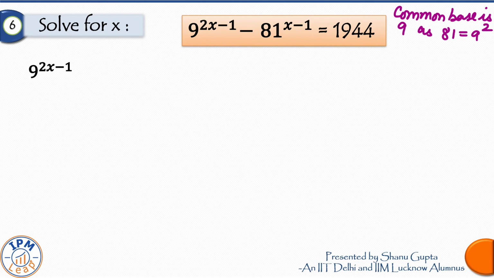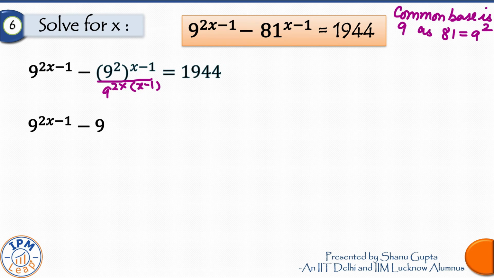9 raised power of 2x minus 1 minus 9 raised power of 2 whole raised power of x minus 1 is equal to 1944. Let me repeat. A raised power of m whole raised power n is equal to a raised power of m into n. So 9 raised power of 2 into x minus 1. 2 times x minus 1 is 2x minus 2.